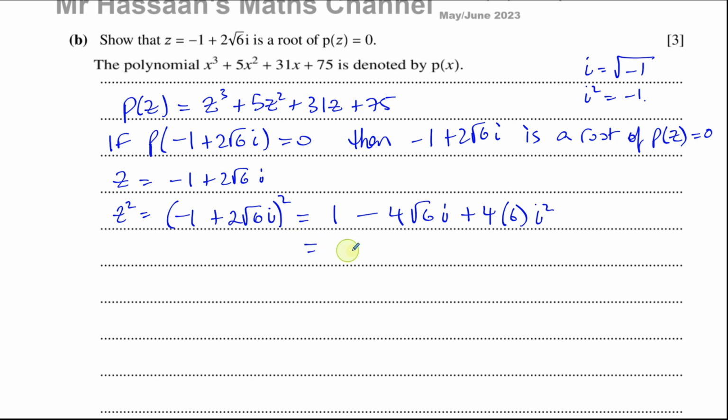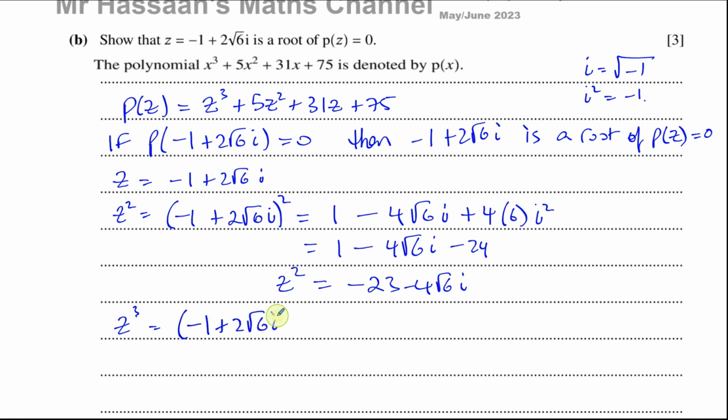So you're left with here 1 minus 4 root 6i, and you're going to have 4 times 6, which is 24, times minus 1, which is minus 24. So we're finally left with minus 23 minus 4 root 6i. So this is z squared. And now we want to find z cubed. Now we could use binomial expansion if we wanted to, but as we've already got z squared, I think it's easier just to expand these two multiplied with each other. It's probably a bit simpler to do that.